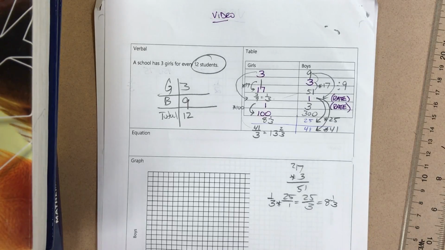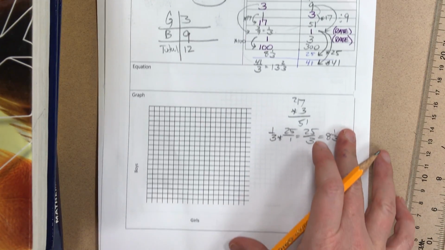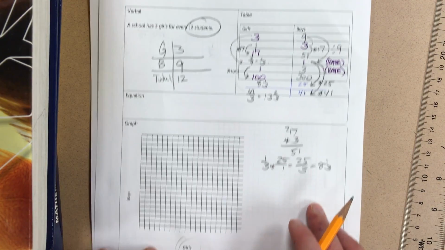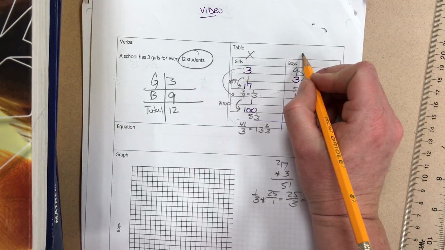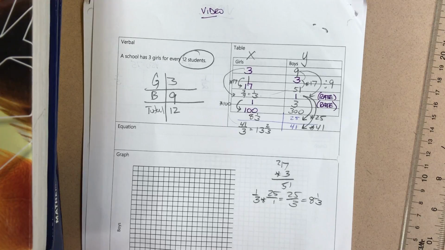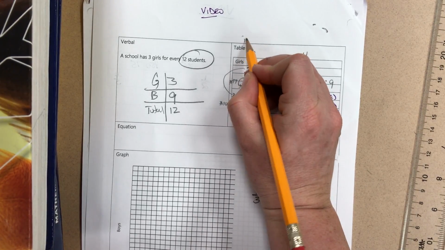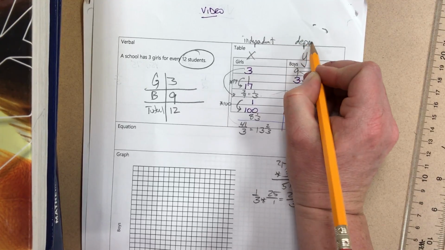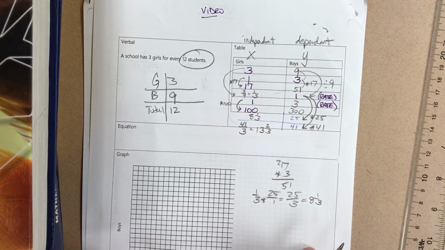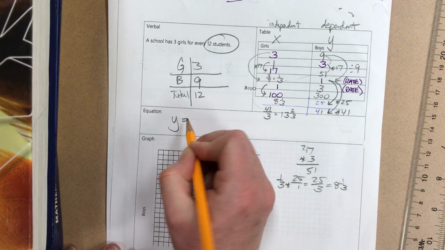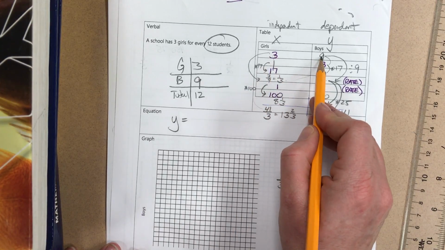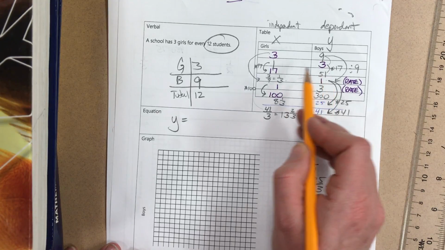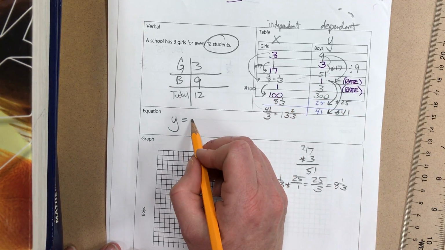The equation, first I have to figure out what's my x and what's my y. This is telling me that x is the girls, so this is going to be our input of x, output of y, independent variable, and dependent. All right, so we always say y equals. What are we doing to this number to spit this one out? We're multiplying by 3.